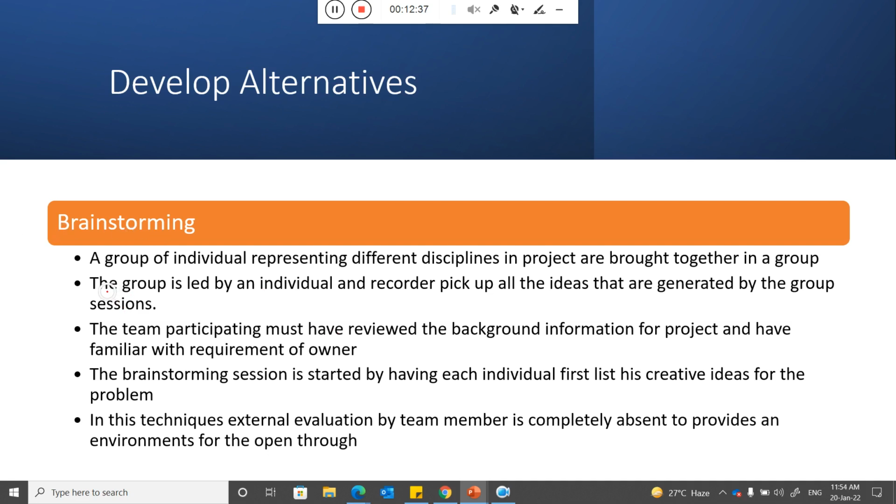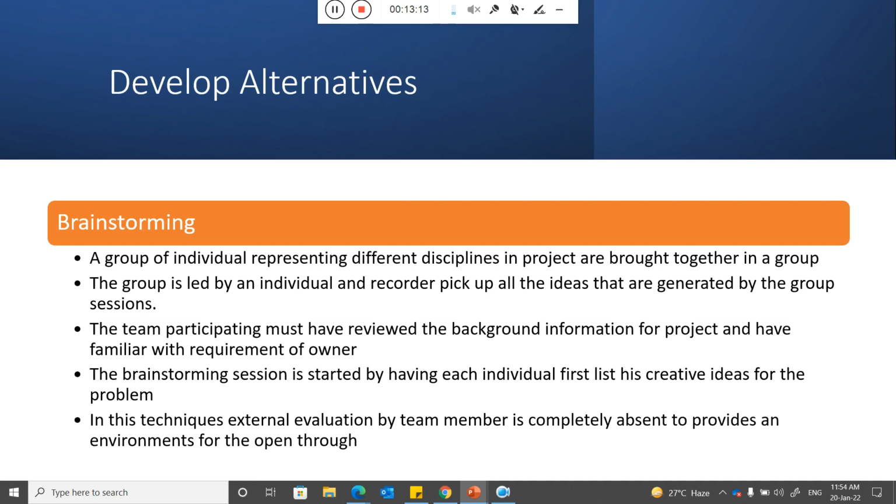The next one is the group is led by an individual. So any one person will lead that brainstorming process and record all the ideas discussed in that session. Record does not mean audio recording. Record means there is some chart or flow diagram for maintaining all this. There is some standard format.